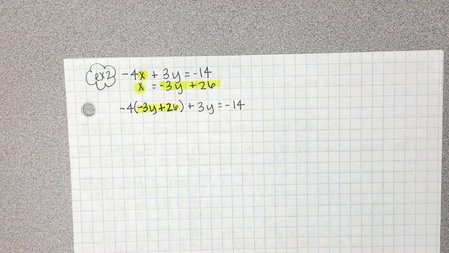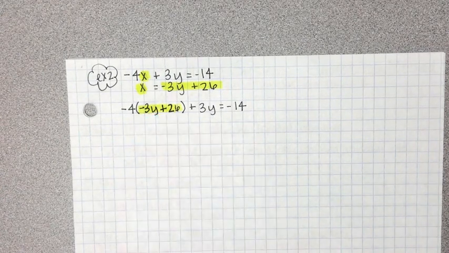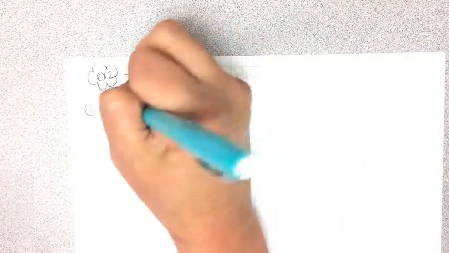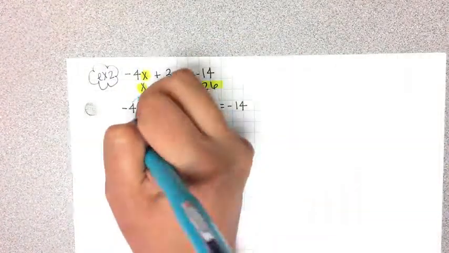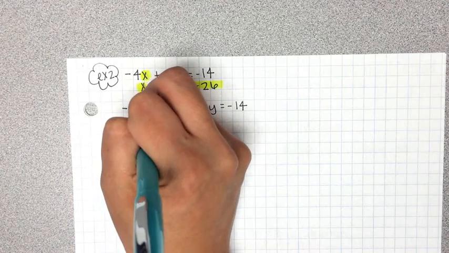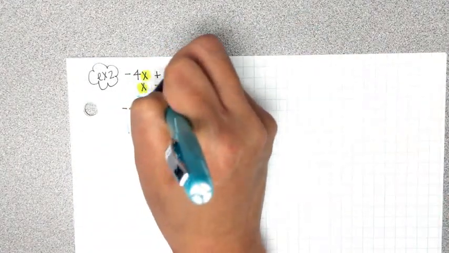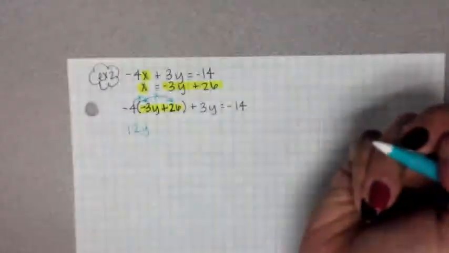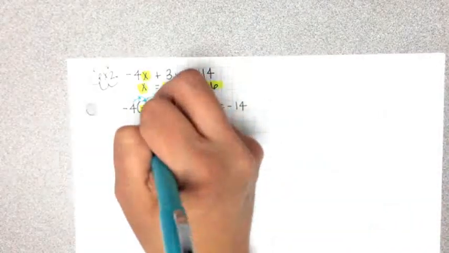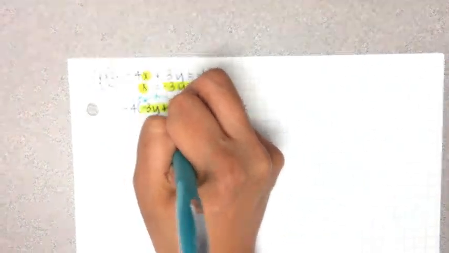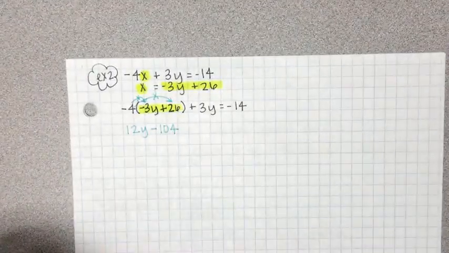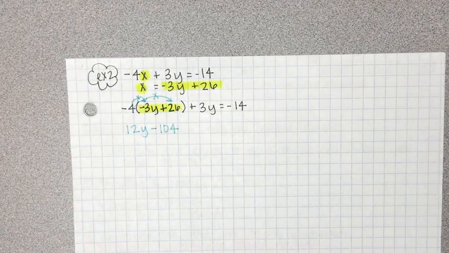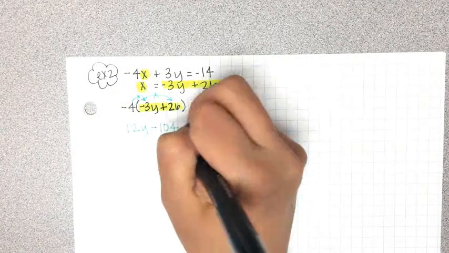Step 3 is to simplify and solve. So now we got to solve this one for y. So I'm going to start by distributing the negative 4. Negative 4 times negative 3y is positive 12y. Negative 4 times positive 26 is negative 104. I just know that because I have it from last year, but use the calculator if you don't. And I drop down everything else.